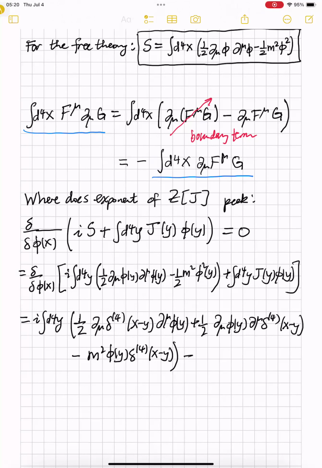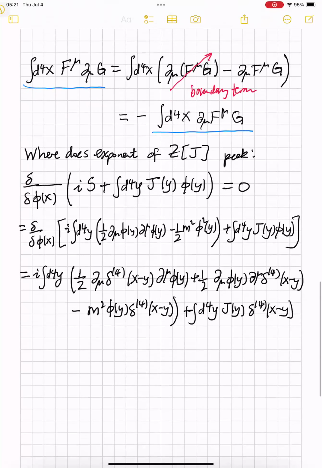And then we've also got plus an integral d4y. We'll have j(y), and then we'll have delta of 4, x minus y. Very good. Now what I want to do, I want to use the identity that we derived. So I want to flip the derivative over. For the first term, I'm going to flip the derivative from the Dirac delta onto the field φ. And for the second term, I'm going to flip the derivative from the Dirac delta onto the field φ. And you can see that these two terms then give exactly the same contribution.